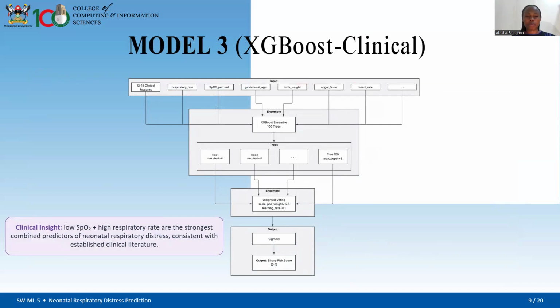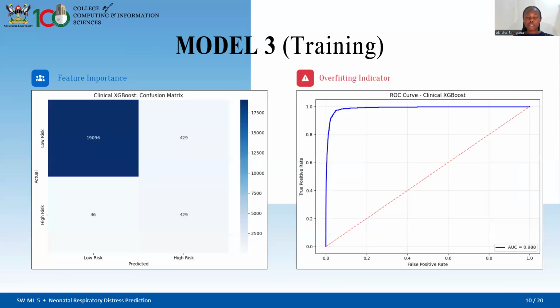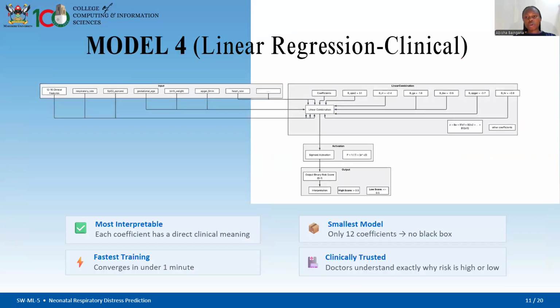And here, we noticed that the oxygen saturation percentage and high respiratory rate are actually the strongest indicators of neonatal respiratory distress. And these were some of the results we got from the training of model 3. We look at the confusion matrix as well as the overfitting indicator, and we also have the area under curve for the clinical XGBoost.